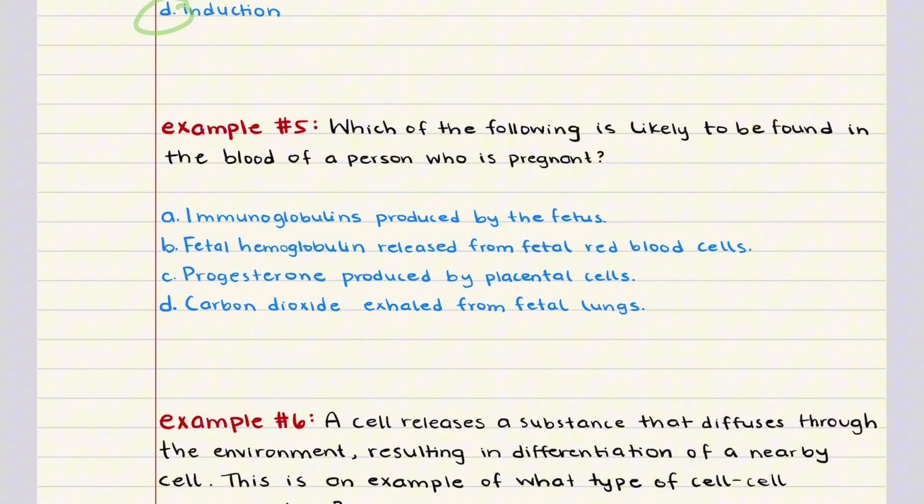Now, during pregnancy, one of the key roles of the placenta is to act as an endocrine organ. So it secretes several hormones to support and maintain the pregnancy.